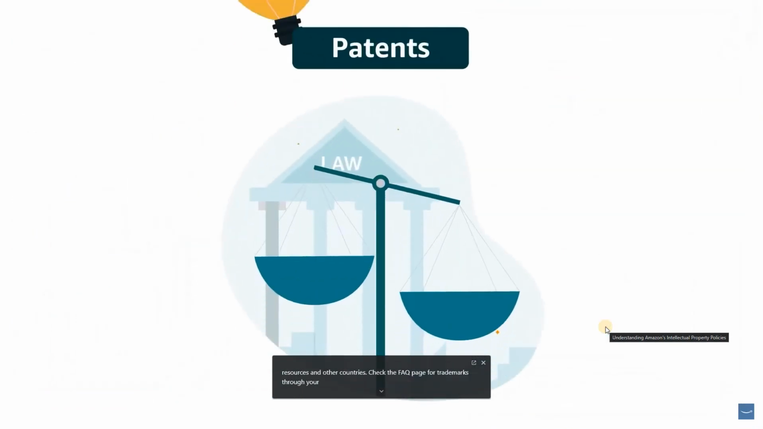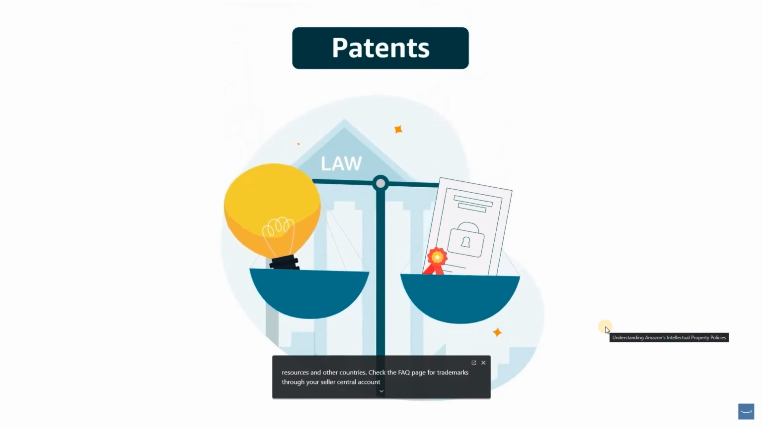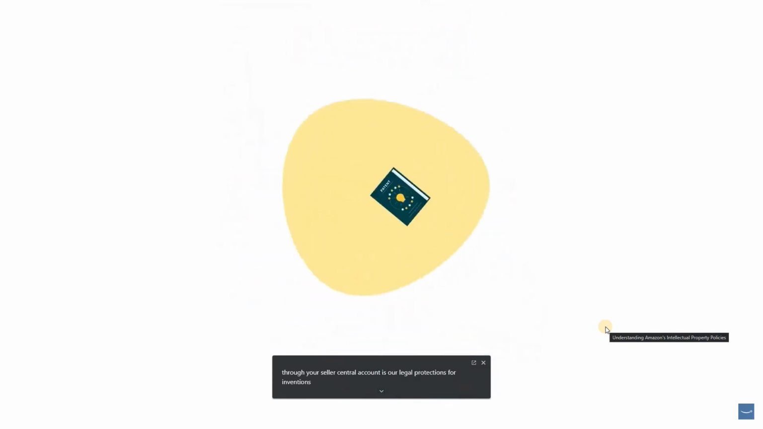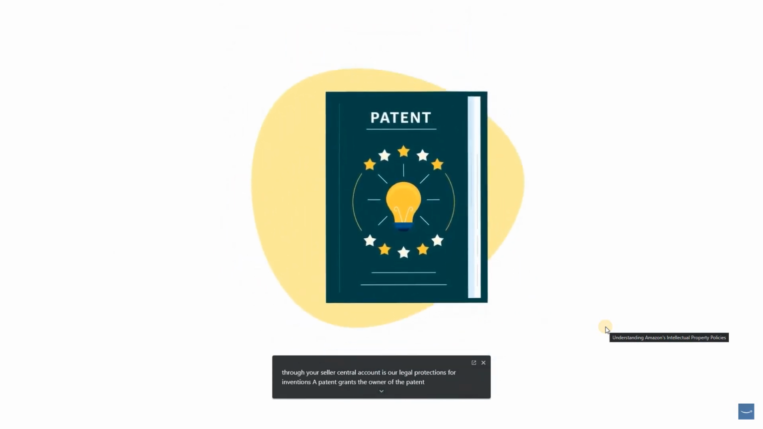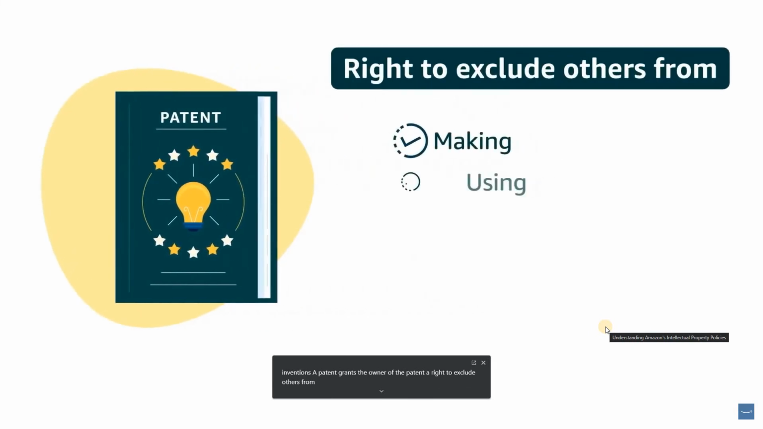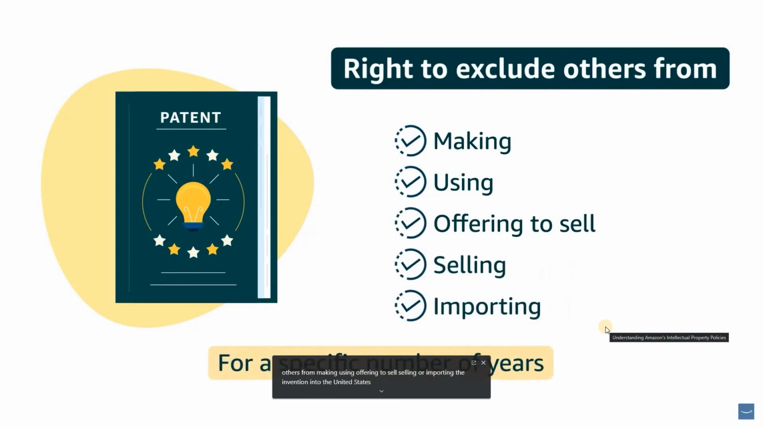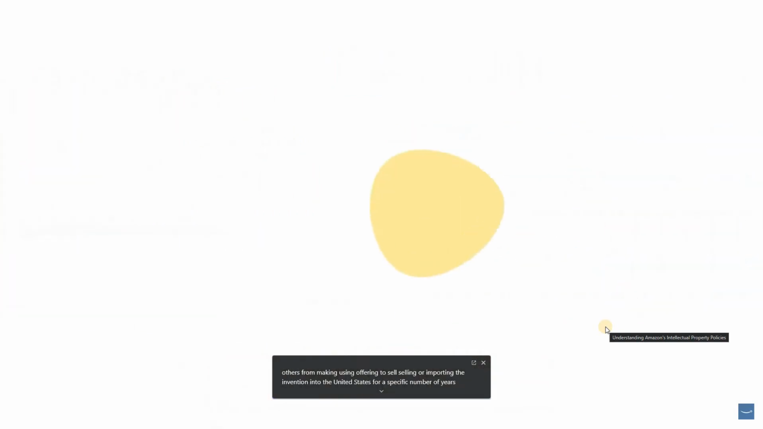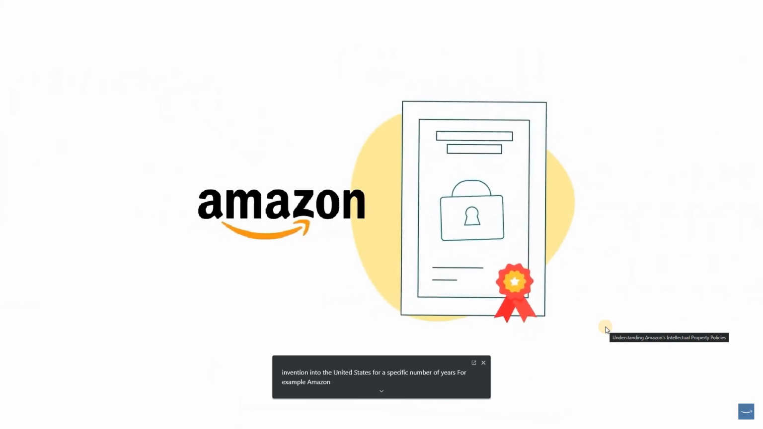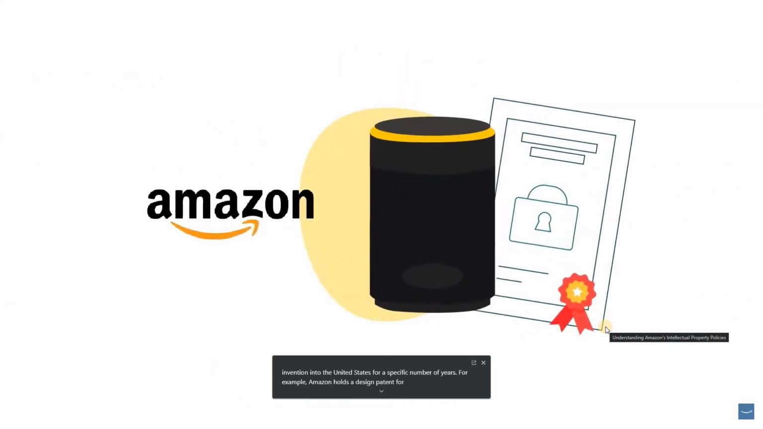3. Patents. Patents are legal protections for inventions. A patent grants the owner of the patent a right to exclude others from making, using, offering to sell, selling, or importing the invention into the United States for a specific number of years. For example, Amazon holds a design patent for the Amazon Echo speaker design.